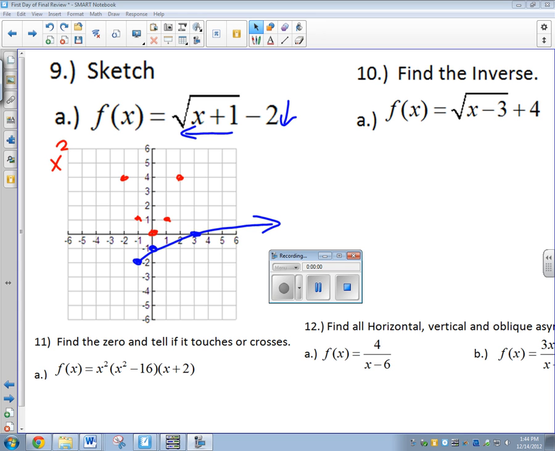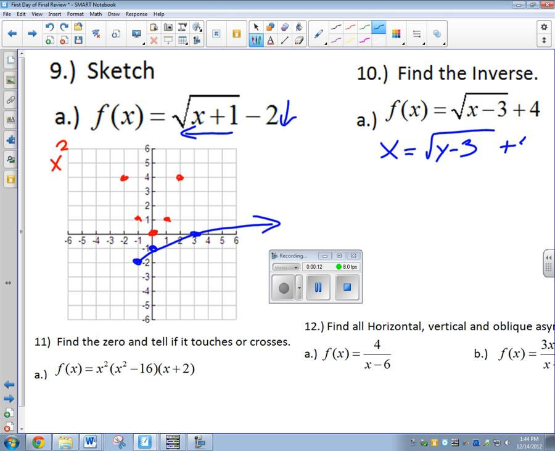The inverse. So Antonio, if I'm finding the inverse, what's the first step I've got to do? Yeah, flip the x and the y. x is equal to the square root of y minus 3 plus 4. I flip my x and my y. Now what? Minus 4. I'm getting y by itself. x minus 4 is equal to the square root of y minus 3.